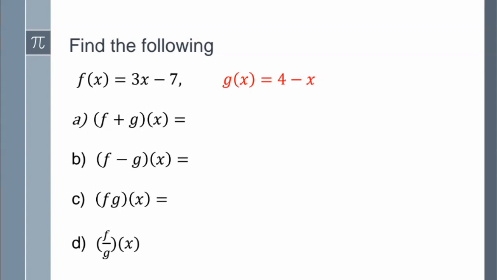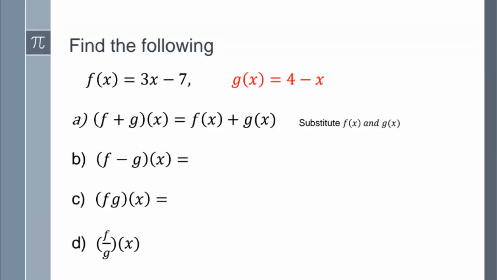The syntax that you're going to see in your book and maybe on the computer is this: f plus g of x. That's how we read this. But what I would recommend for you guys when solving these is rewriting these in a different format. What this really means is just f of x plus g of x. You're just adding these two functions together. And then to evaluate, all I do is substitute what f of x is and what g of x is, and that makes my life very, very easy.